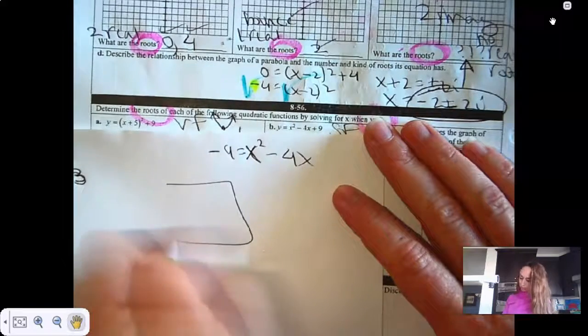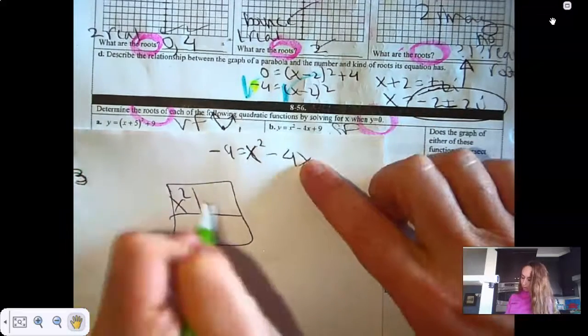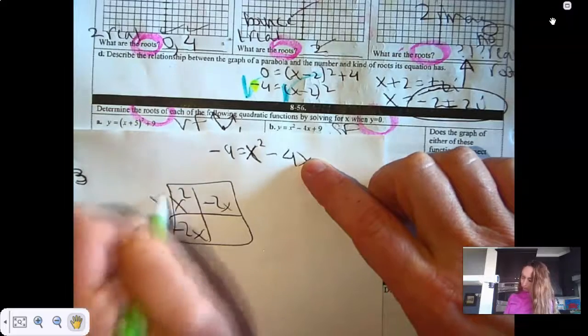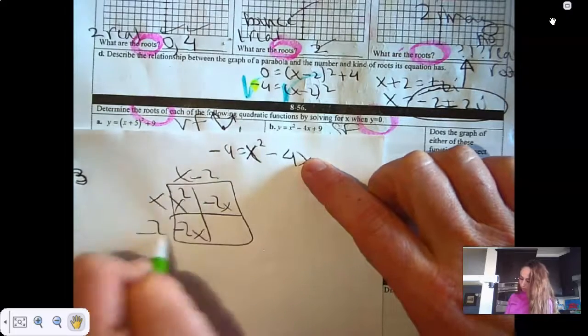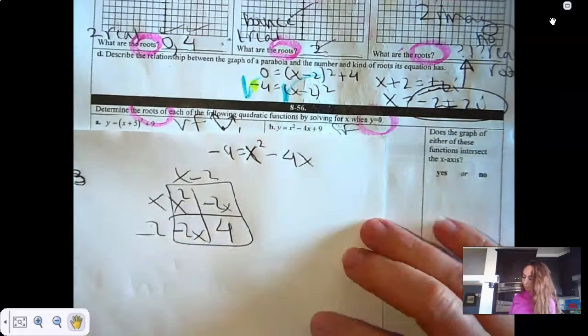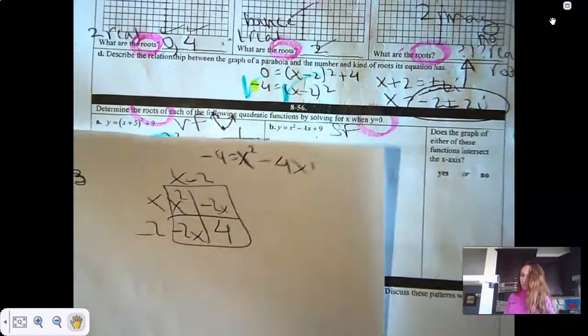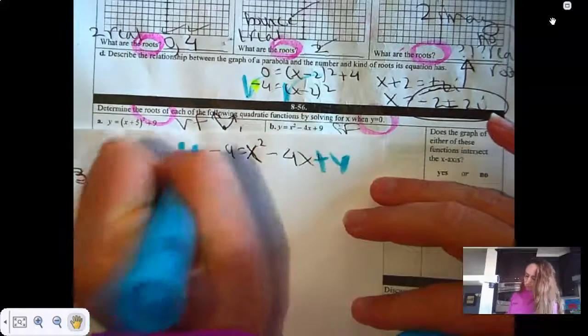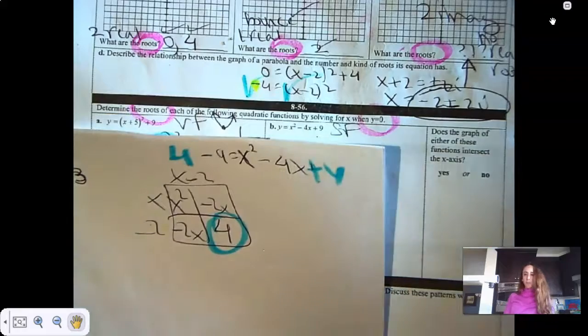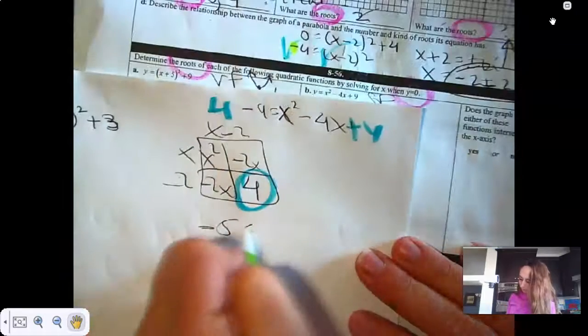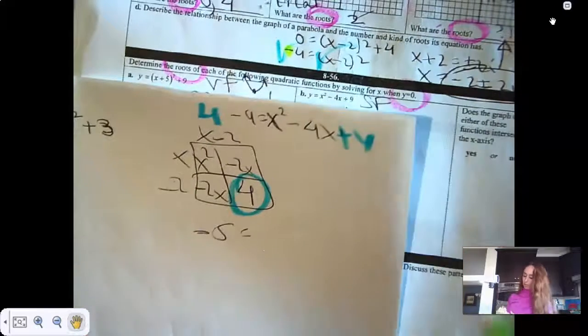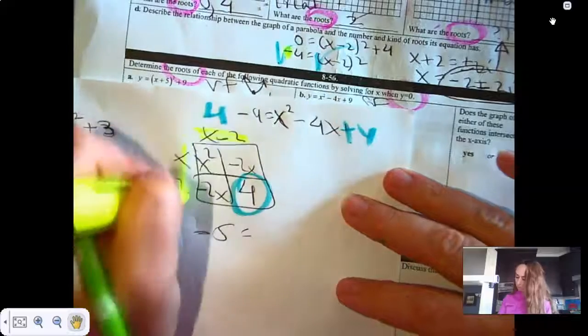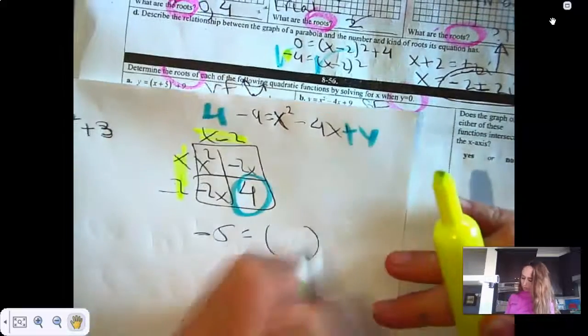And then I would complete the square. Remember, I'd put this here. I'd split that: x, x, -2, -2. Negative 2 times negative 2 is 4, so I go plus 4. Let me take that just to kind of remind you. Plus 4, plus 4. And then I would get negative 5 equals, take the outside here, and that's what goes on the right.